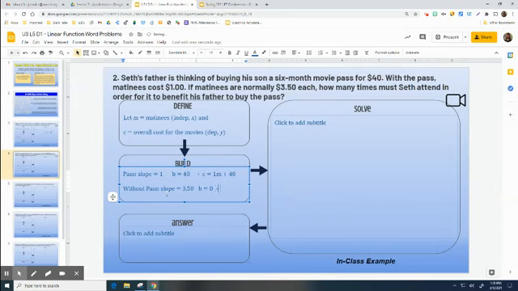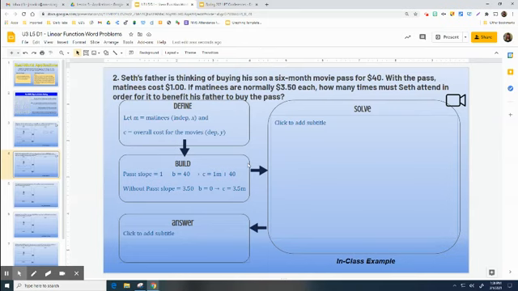So that means that my equation in slope-intercept form for without a pass would be C, remember C is my Y, so that's what I'm starting every equation with, equals 3.50 per movie. Now remember, per movie implies my M, since that's my matinee. I don't want you to get that confused with slope. So the cost without a pass is $3.50 per movie, but with a pass, the cost would be $1 per movie, but I have that $40 initial fee to buy the pass.